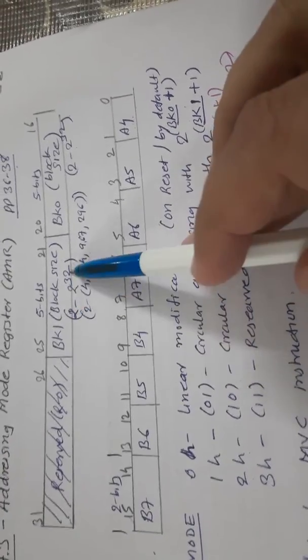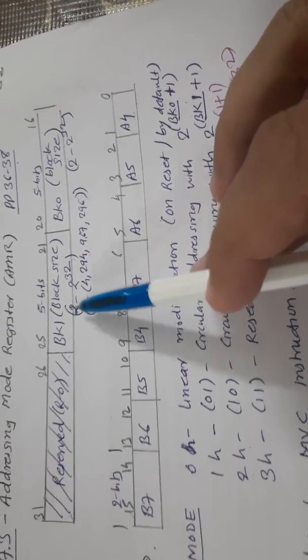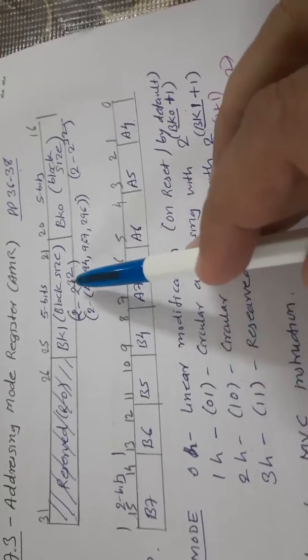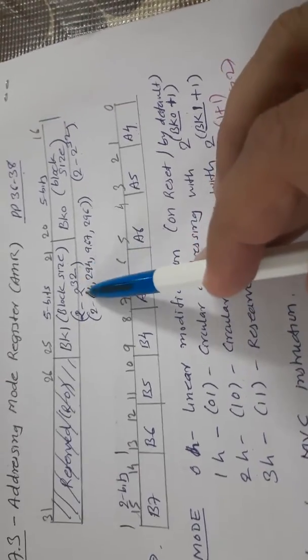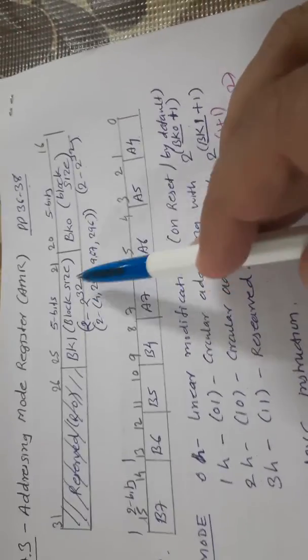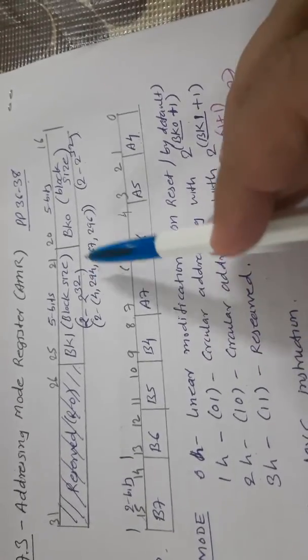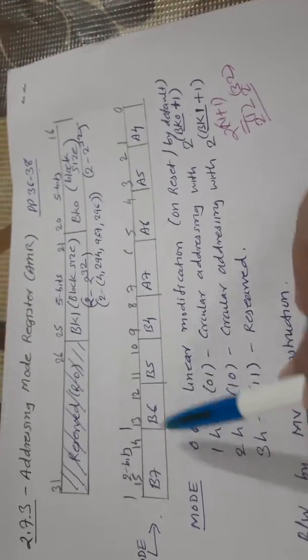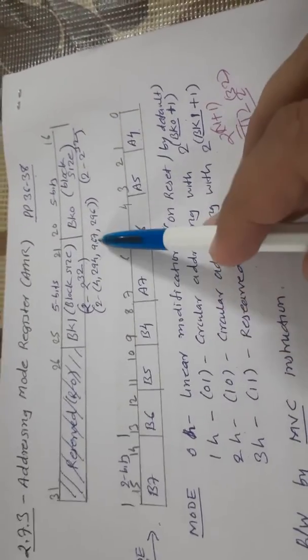So for BK1 values, same way here the range is 2 to 2 raised to 32. The smallest block size is 2 and the largest block size is 2 raised to 32 bytes. When we say 2, that means 2 bytes, and 2 raised to 32, that is also in bytes. Okay, so here the addressing is in terms of bytes only.